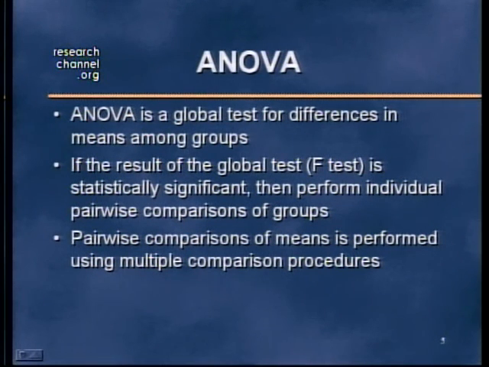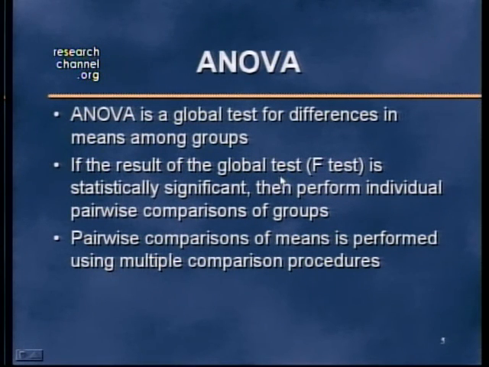So just as an introduction, analysis of variance is really a global test for differences in means. In other words, remember what the null hypothesis was. It was that the mean for population 1 is the same as that for population 2, is the same as that for all k populations. So it's a global test.